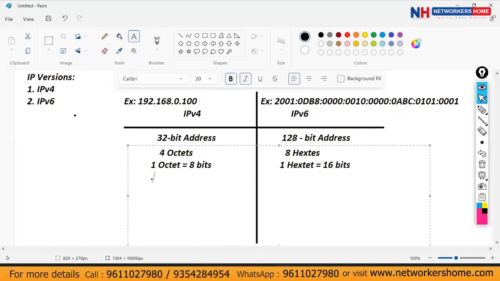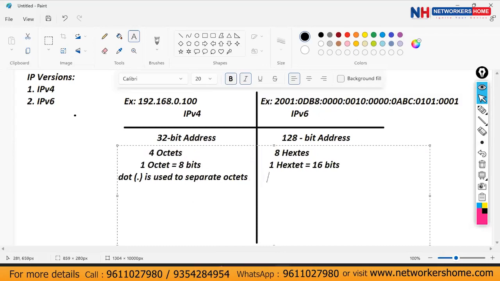So you can say, for octet separation, dots are used. In case of IPv6, colon is used.